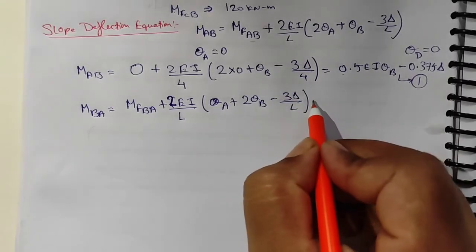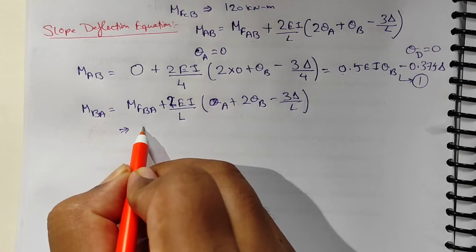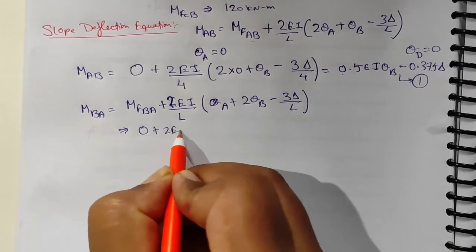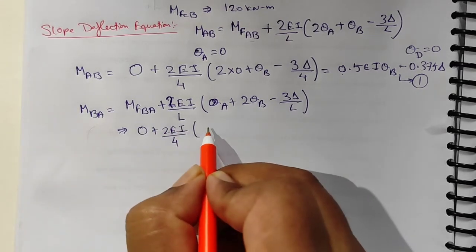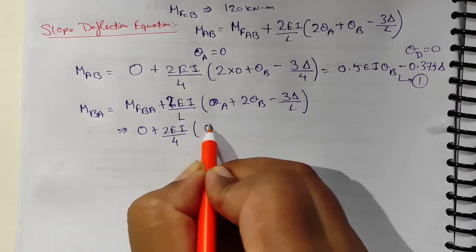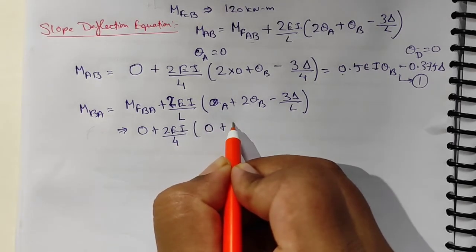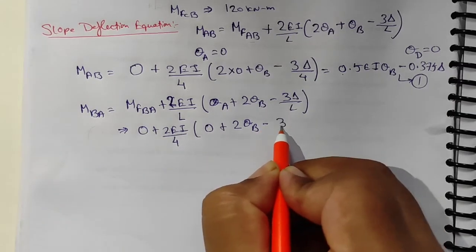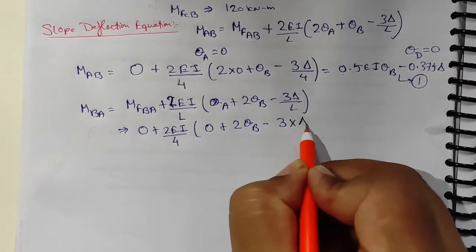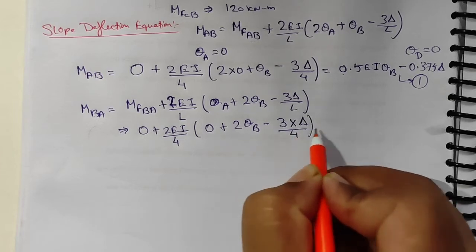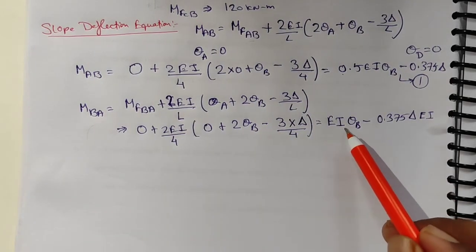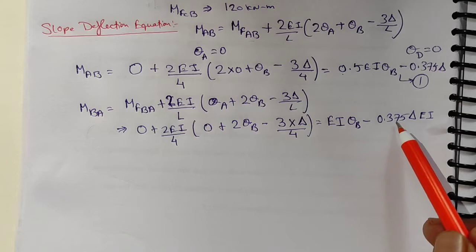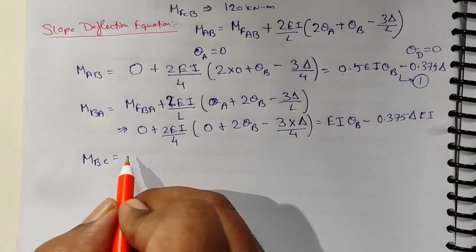Again we'll put the value in this equation, that is 0 plus 2EI. Value of L is 4 meter. Now theta A, as we have specified, will be equal to 0 and 2 theta B will remain as it is, multiplied by 3 del upon 4. After solving, I will get EI theta B minus 0.375 del EI. Similarly, I will solve for all the moments of the frame members.